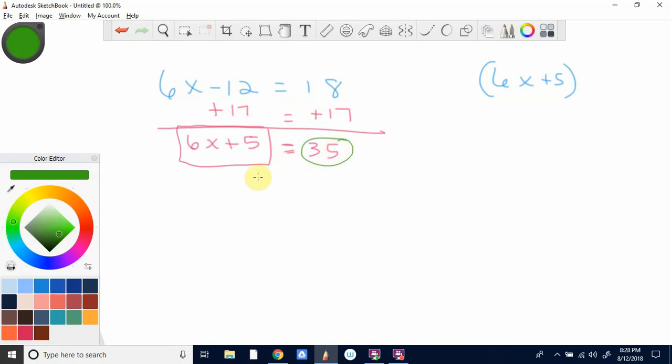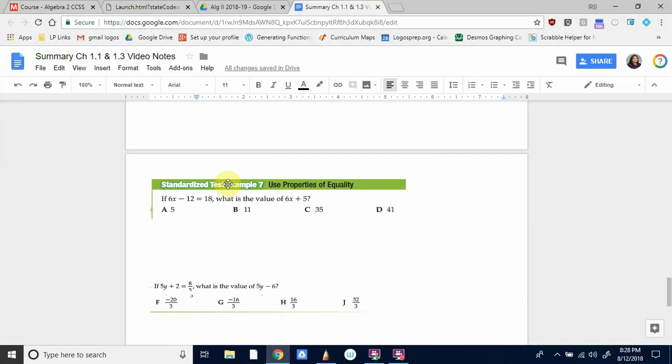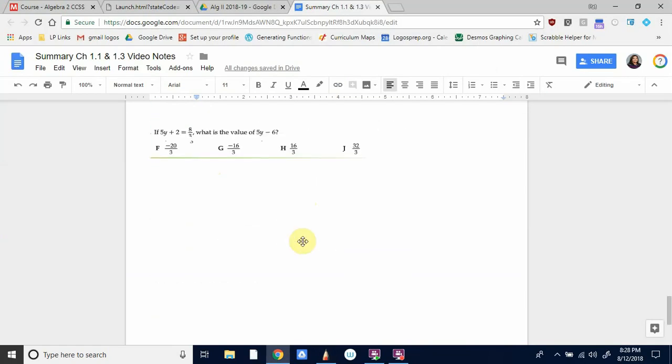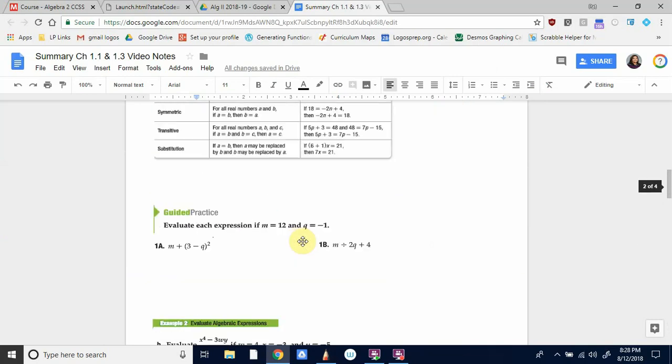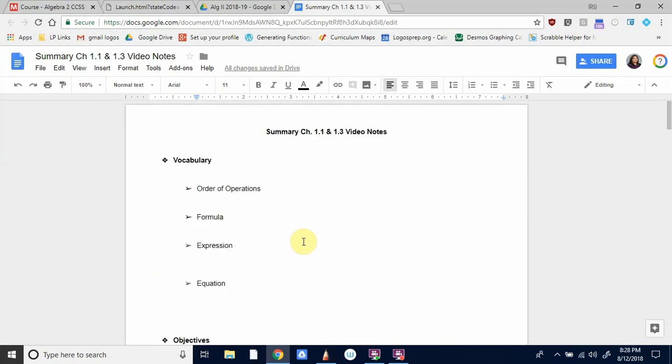So try the guided practice 7, which is next on the sheet, and then check your answer. If you have any questions, we'll go over this in class. So this is just a quick summary of the 2 sections. You should be aware of it. This is Algebra 1 TEKS and concepts. So we'll see you in class.